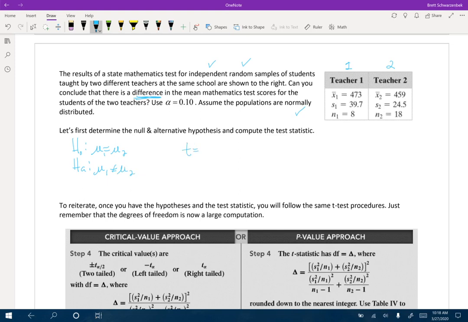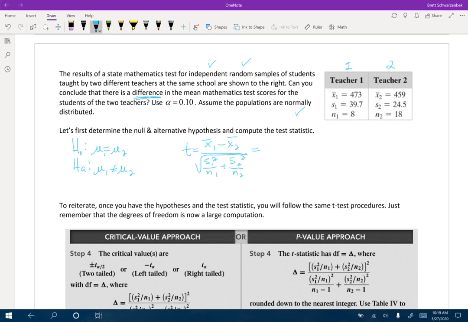Remember last time for the pooled test, we had to calculate the pooled standard deviation first because it was part of the formula. Now we don't have to do that. I'll rewrite the formula for you. X bar 1 minus x bar 2 over the square root of the first variance over the first sample plus the second variance over the second sample. Those would be the standard deviation squared.